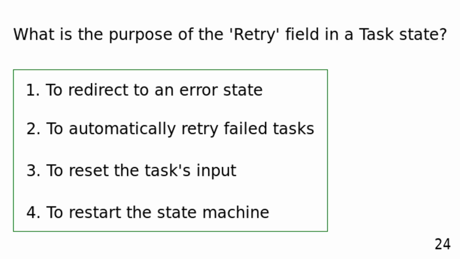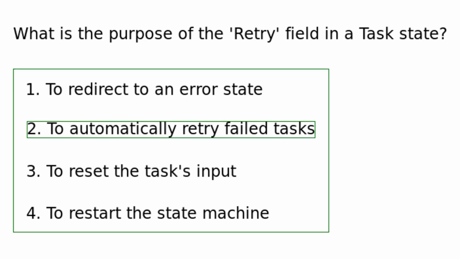What is the purpose of the retry field in a task state? To redirect to an error state. To automatically retry failed tasks. To reset the task's input. To restart the state machine. The retry field in a task state of AWS Step Functions allows you to automatically retry failed tasks, specifying conditions like error types and backoff strategies.